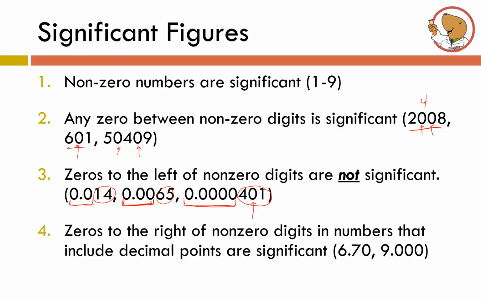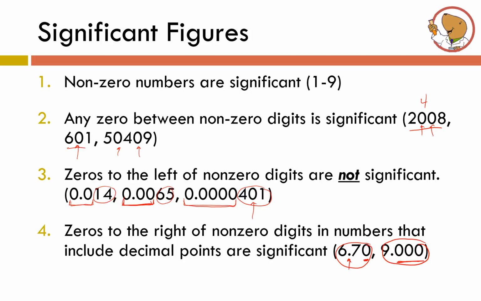The fourth rule is zeros to the right of non-zero digits in numbers that include decimal points are significant. So we look for a decimal point. We've got it. We've got a zero that's to the right of a non-zero digit. 6 and 7 are both non-zero digits. Therefore, all of those digits, including the zero, are significant. For the same reason, these 3 zeros in 9.000, we've got a decimal point present, and we have zeros that are to the right of a non-zero digit. So just like the previous example, those zeros are significant as well.